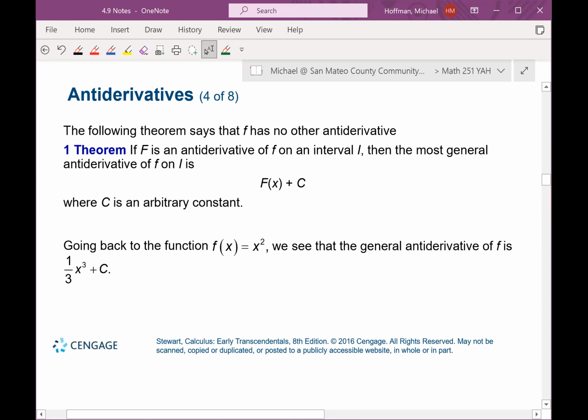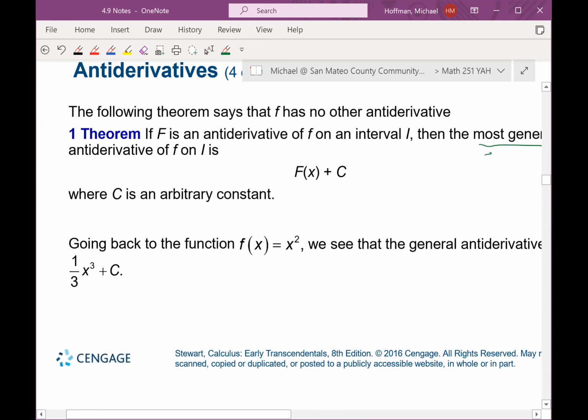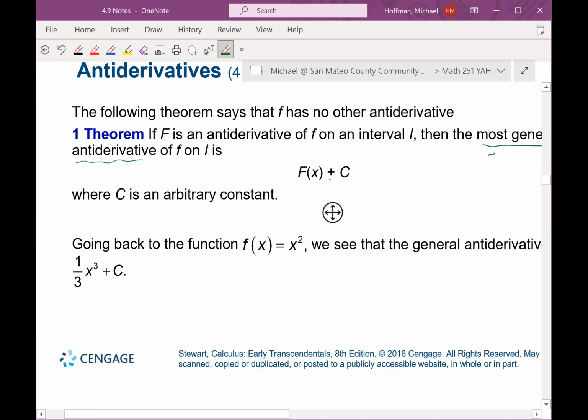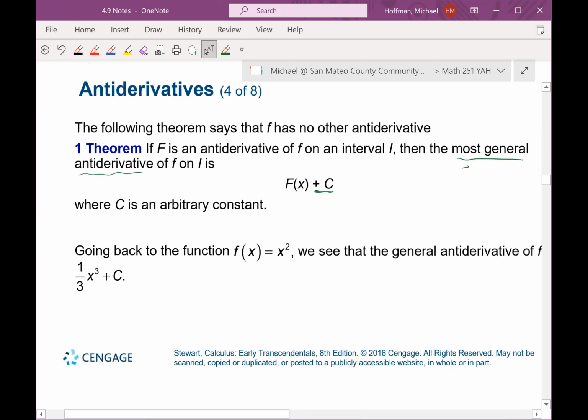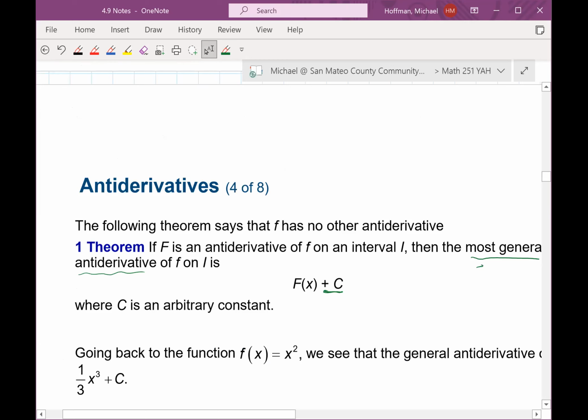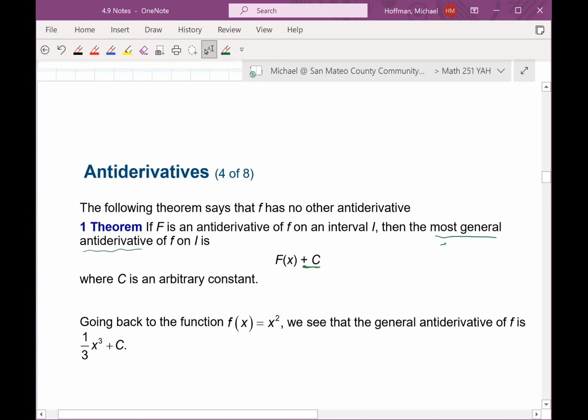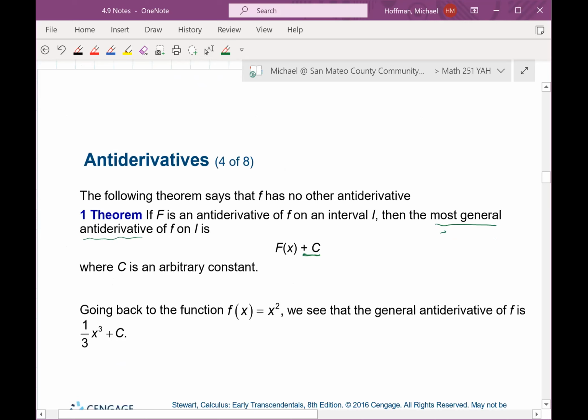When you see the words most general antiderivative, it means that you're going to have to add some unknown constant, that you don't know what that constant is for the antiderivative, because it could have been anything. Because as soon as you take the derivative, it goes away. So this is the plus c that you don't want to forget when you're just doing what we call a general antiderivative, or as we'll see later, an indefinite integral.